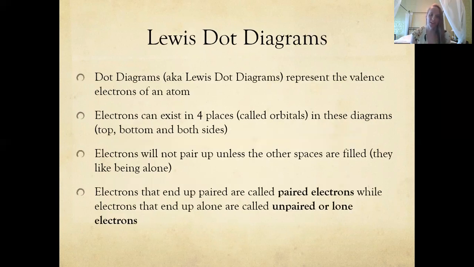So Lewis dot diagrams represent only the valence electrons of an atom. The electrons can exist in 4 different places: the top, bottom, and both sides. The electrons can pair up, but won't until all of the other spaces are filled. They would prefer to be alone. Electrons that do end up paired are called paired electrons. The other electrons are called lone electrons.